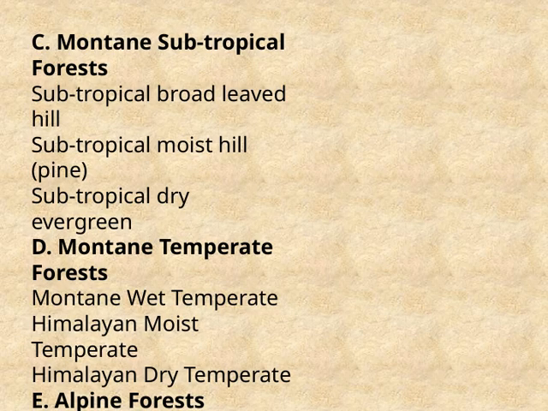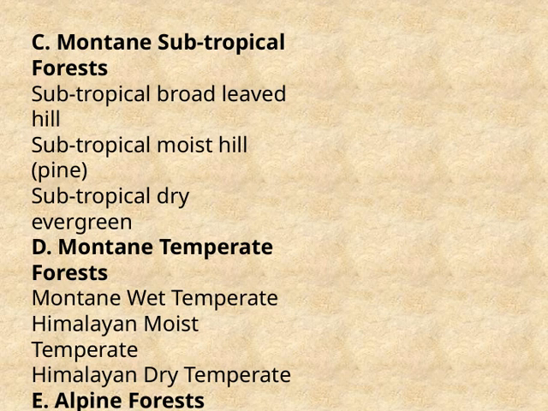Moving up in altitude, we enter the montane temperate forests. Here, we find the montane wet temperate forests, which are lush and receive ample rainfall. Alongside these, the Himalayan moist temperate forests are rich in biodiversity, with a variety of broad-leaved trees. Contrasting them are the Himalayan dry temperate forests, which are adapted to more arid conditions and are usually found at higher elevations. Finally, we come to the alpine forests, which are located at the highest altitudes.